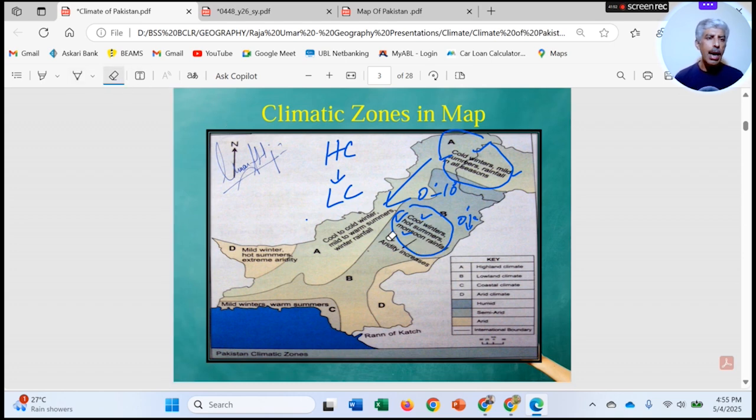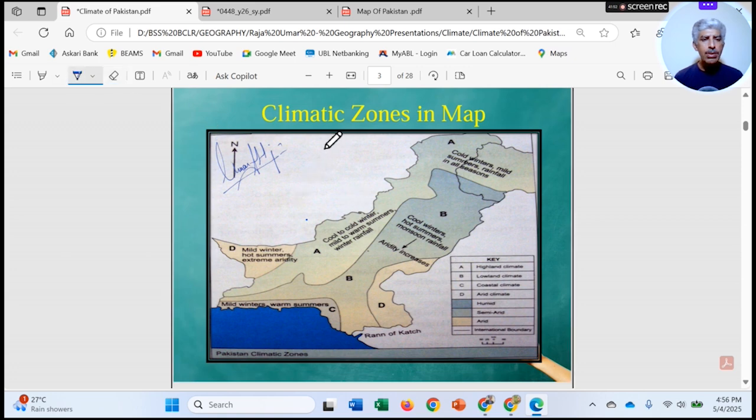So this is how you can be asked a question like compare and contrast the climatic conditions of the highland with the lowland. At times you may be given some names. For example, you might be given the maps of two cities. For example, the city of Gilgit, and you might be given the map of the city of, for example, Faisalabad. So these two regions, one is in the highland region and this one is in the lowland climate region, right?